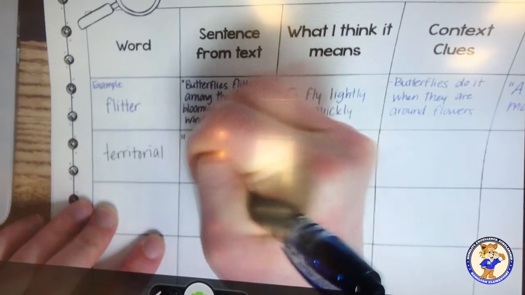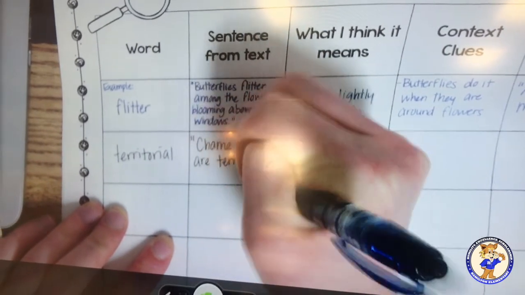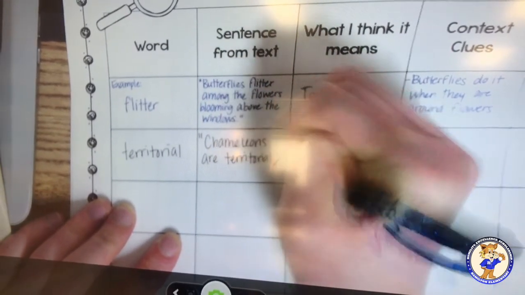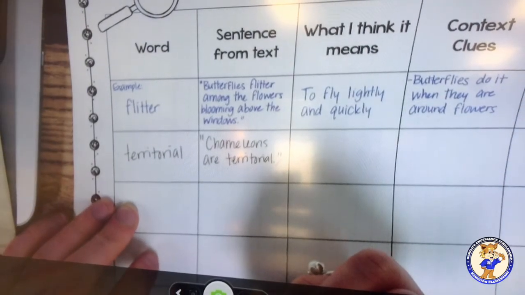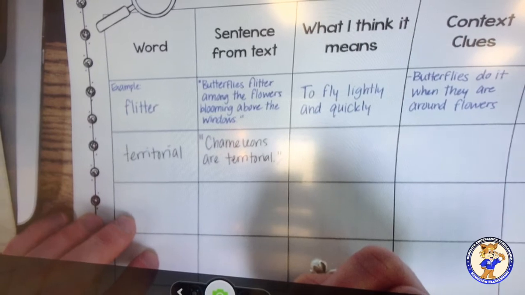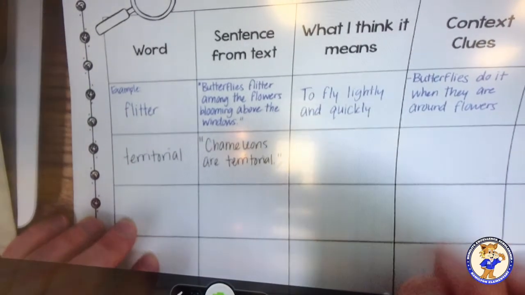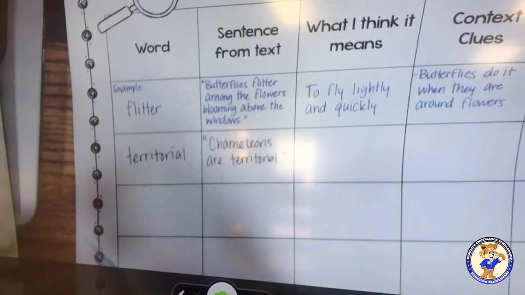Chameleons are territorial. Well, that doesn't really help me too much because chameleons are red, chameleons are crazy, chameleons are silly. All of those would make sense in that sentence. So I'm gonna have to look around the sentence to see if I can find anything else, okay?